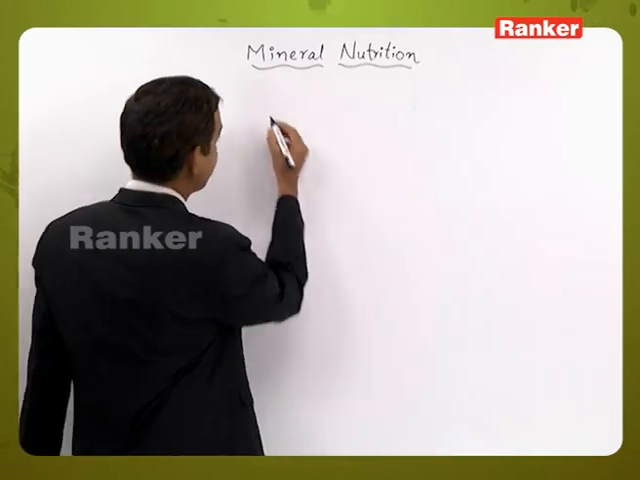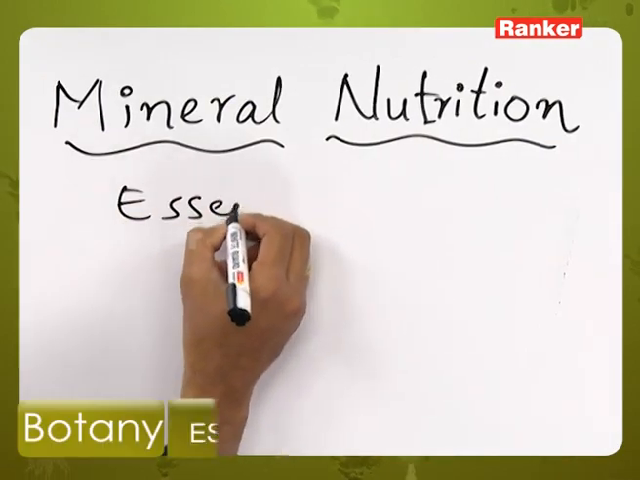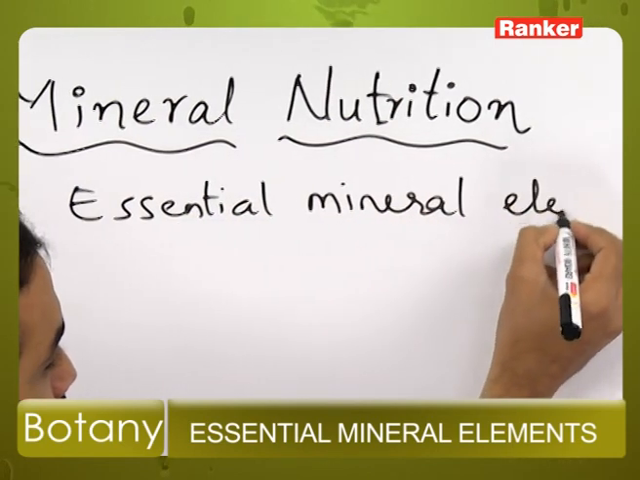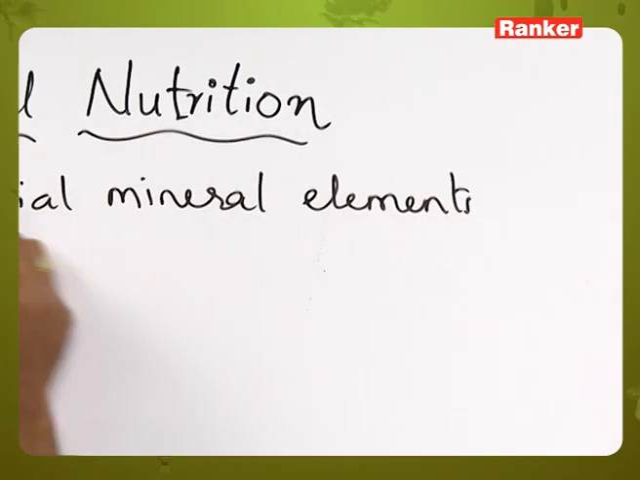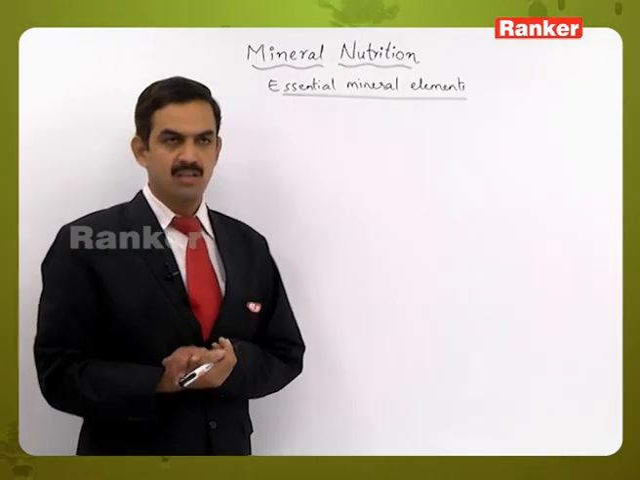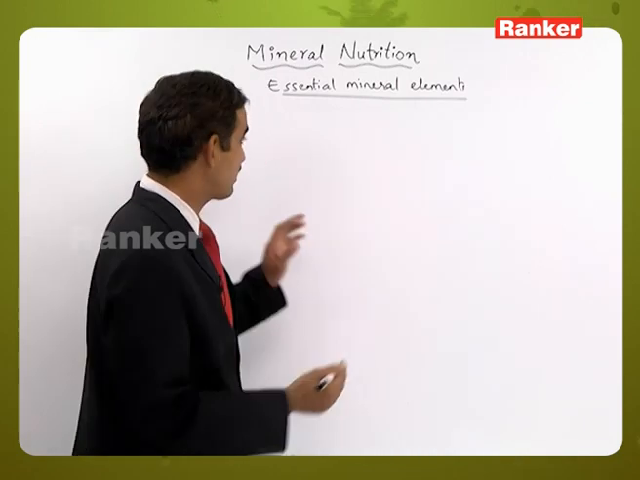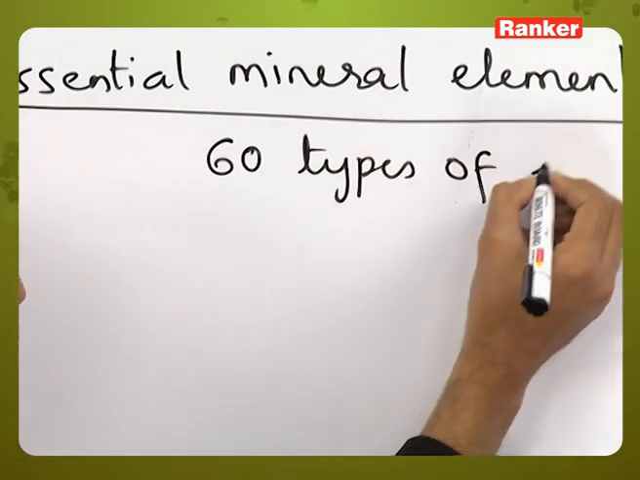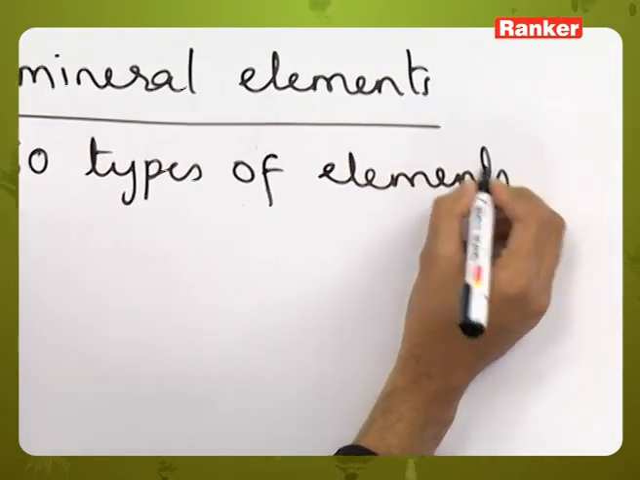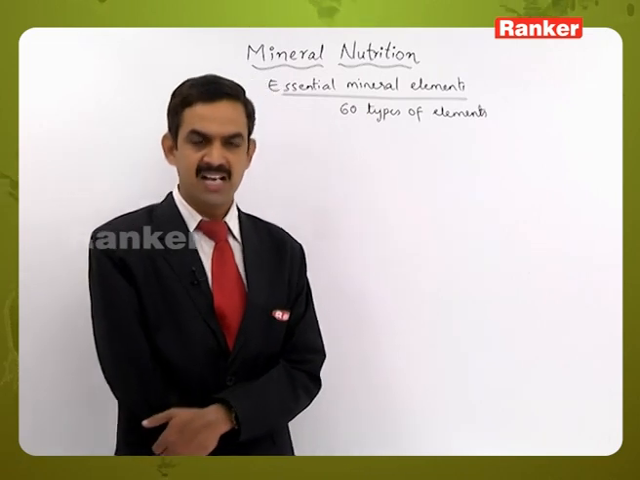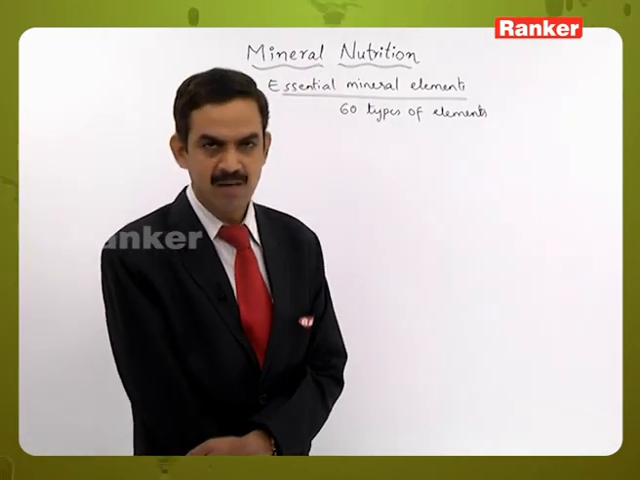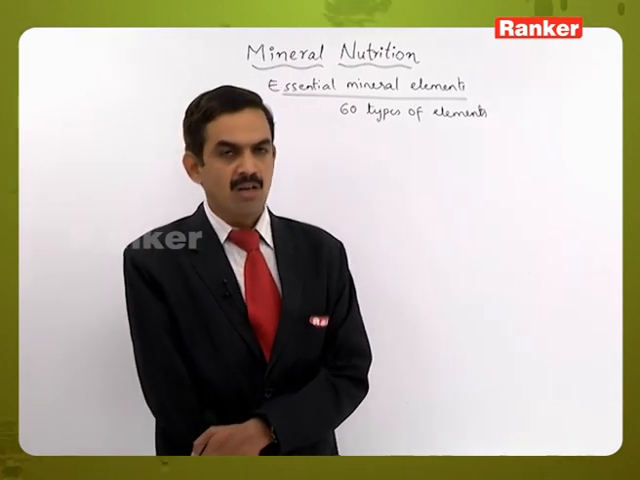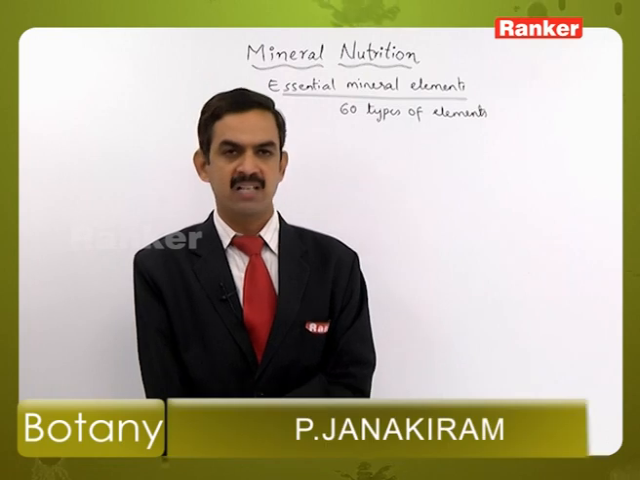Next one is essential mineral elements. If we analyze the type of elements inside the plants, nearly around 60 types of elements are present. If you take all the plants and analyze the elements present in almost all the plants, near about 60 types of elements are present. But it is not compulsory that all the plants should contain the same type of mineral elements.